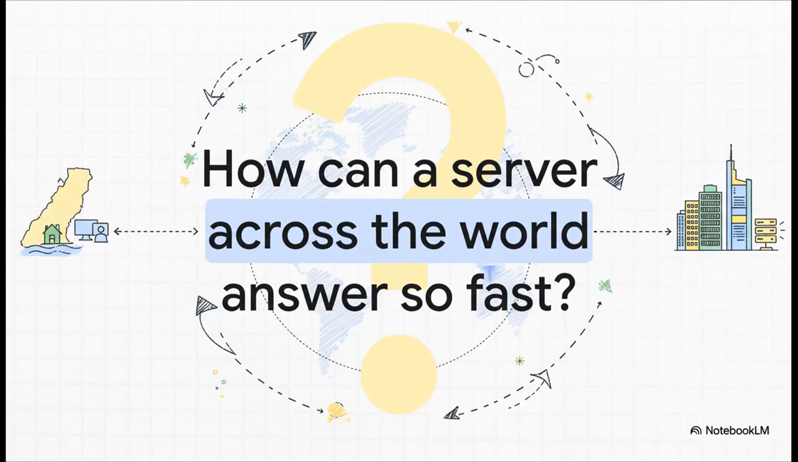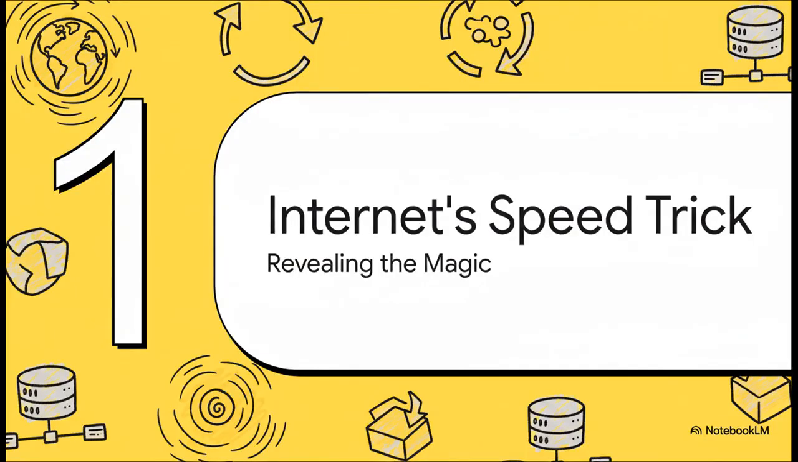Seriously, think about that for a second. You click on a website that's hosted in, I don't know, Tokyo, but you're sitting in Toronto and it just appears instantly. How is that even possible? Is data somehow breaking the laws of physics? Well, no, not exactly, but it is using a trick that's almost as cool. So let's get into it. It's time to reveal the magic.